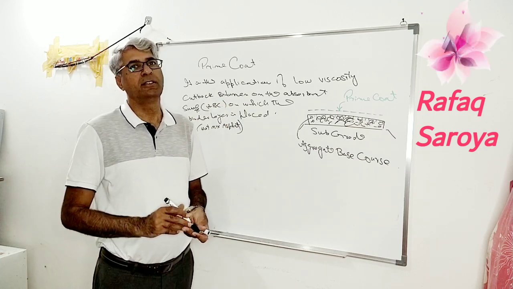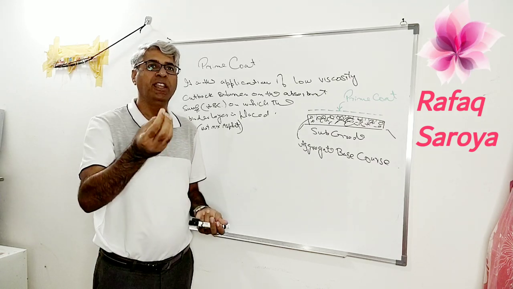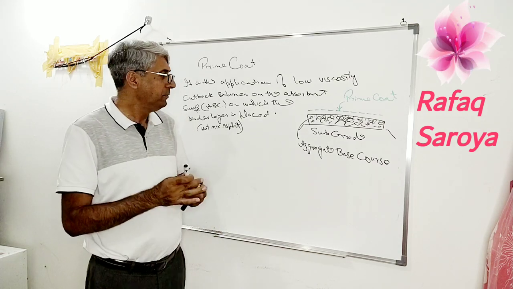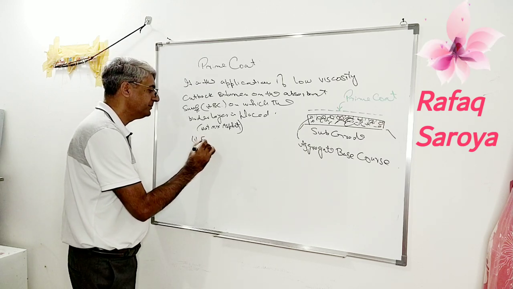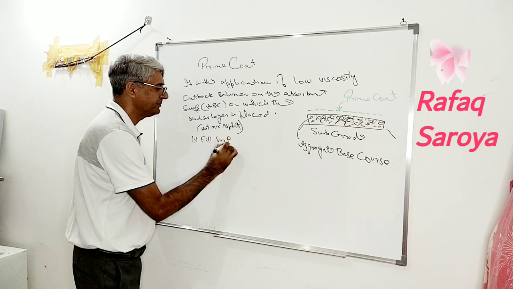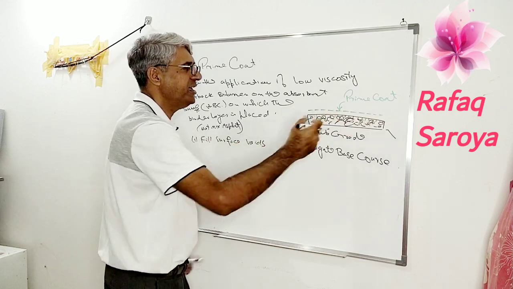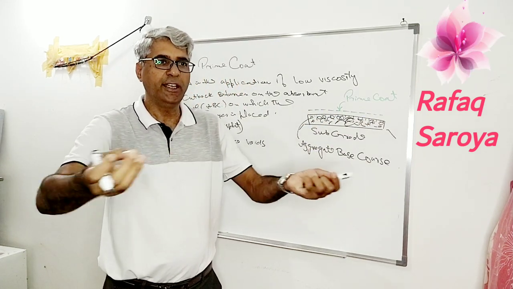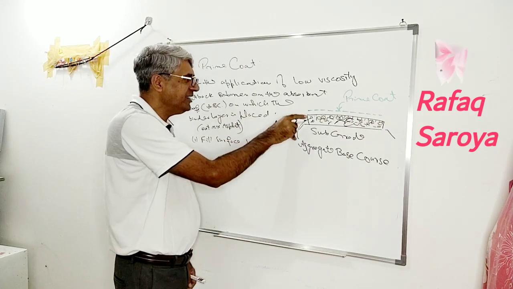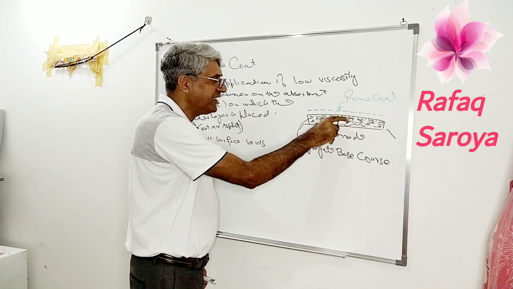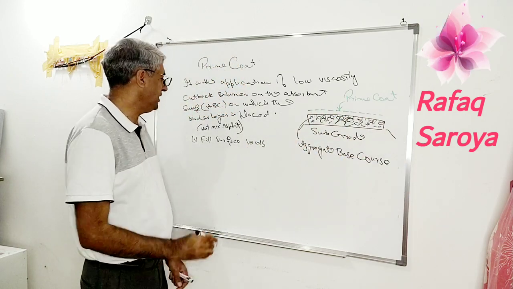Now the question arises, why are we going to apply this prime coat? Let me give you the answer. What is the function? The first function of this one is to fill surface voids. You know, this aggregate base course is unbounded. On the top surface there are some voids, and those voids are filled by this material. I have shown this with the green line. Green lines show that the voids are filled with this material.